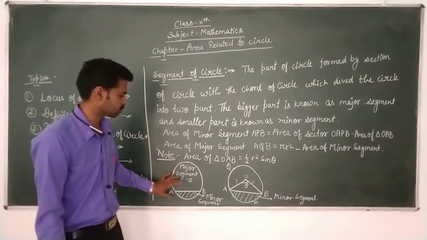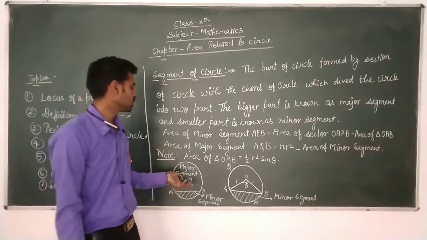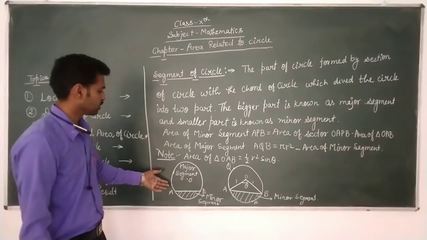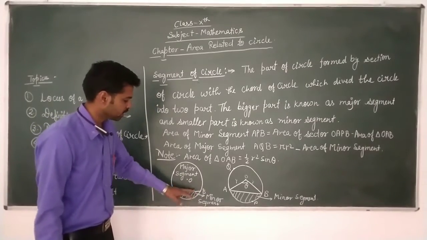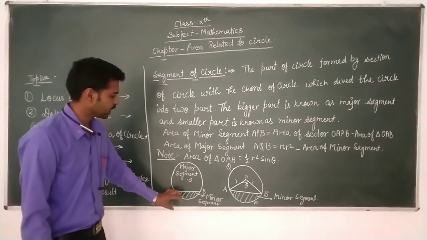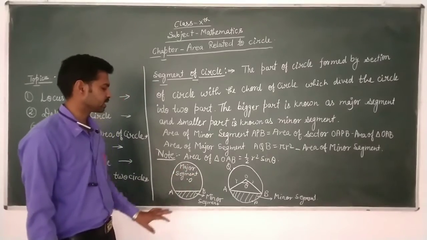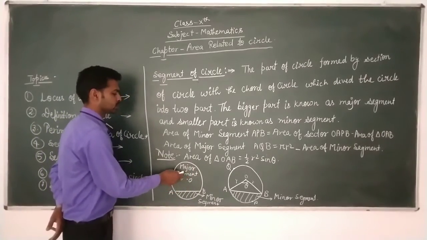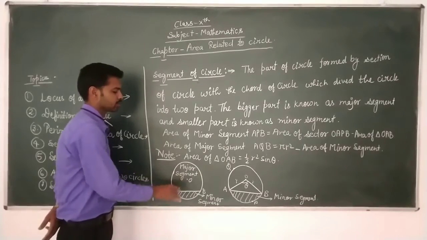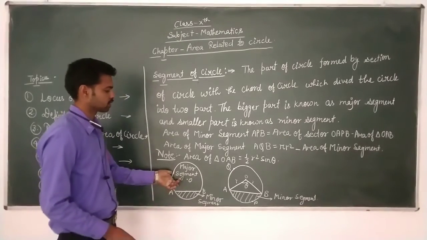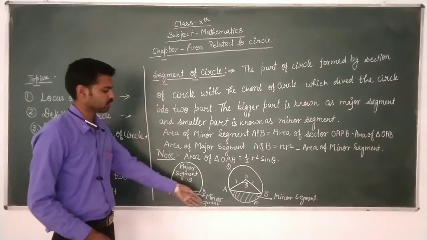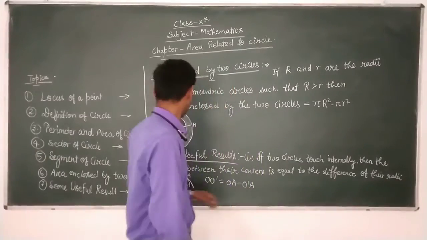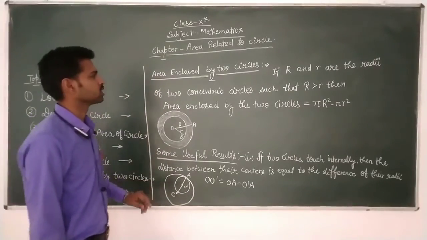Here, the major sector and minor sector of the circle can be represented in the form of figures. Here, a chord AB intersects the circle and divides it into two parts. The first part is a major segment, which is the bigger part of the circle, and the smaller part is a minor segment of the circle.